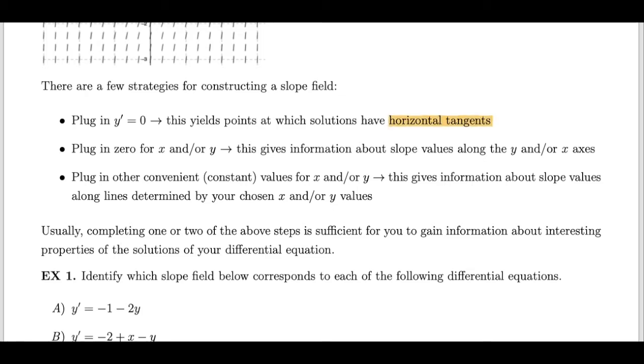In the previous example, this was the only step that we took. And once we had completed this step, we had enough information to sketch some qualitative representations of what solutions to our differential equation would look like. An optional second step is to plug in 0 for x and/or y. This gives us explicit information about the slopes along the y and/or x axes respectively. And a third step is to plug in other convenient constant values for x and/or y, and this gives us information about the slope values along lines determined by those chosen x and y values. To demonstrate, let's look at example 1.